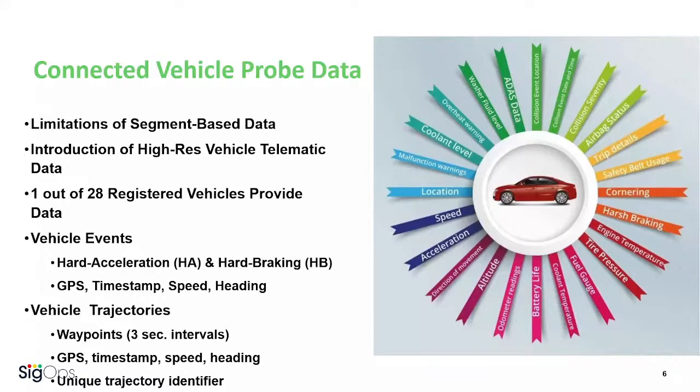The biggest thing I would touch on is vehicle trajectories, because that's mostly what I'm going to be jumping into today for traffic signals, and that is the 3-second interval. What that's going to give you is 3 seconds from the start of your trip to the end of your trip. It's not going to matter how far you are away from an intersection. So just keep that in mind. Again, that unique trajectory identifier is highly beneficial as we go through this.